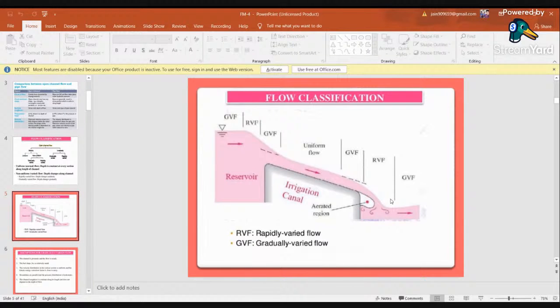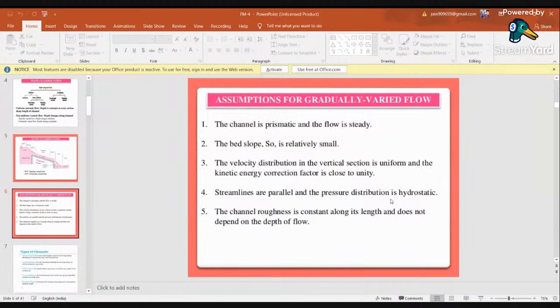But when the change is abrupt over a small length of the channel, then it is the rapidly varying flow. Then see here, the depth is constant and the channel length is constant, so it is termed a uniform flow. Again the depth is varying, so it is termed gradually varying flow, and then the depth is changing abruptly, so it is termed a rapidly varying flow.